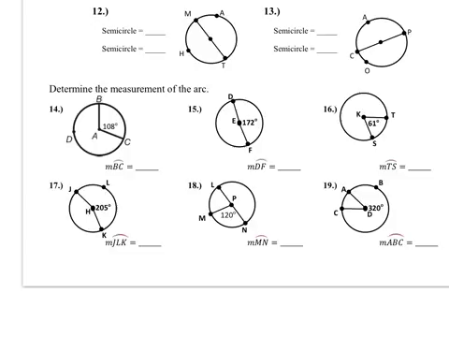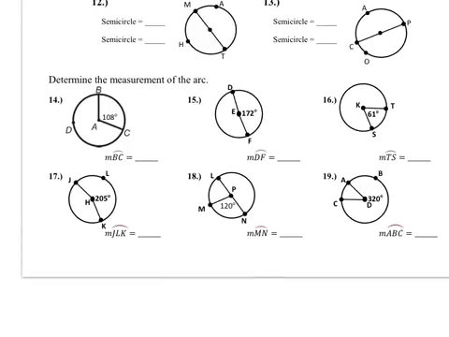Now let's look at problem number 14. We also talked this week about the fact that an arc measurement, the degree of the arc, is the same as the degree of the central angle. So we see that the central angle here, angle BAC, has a degree measure of 108 degrees. So that means arc BC also has a degree measure of 108 degrees. And so where it says M of BC, the measure of arc BC, we can write 108 degrees down there.